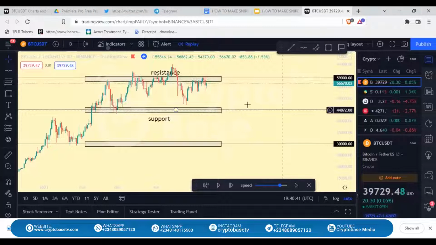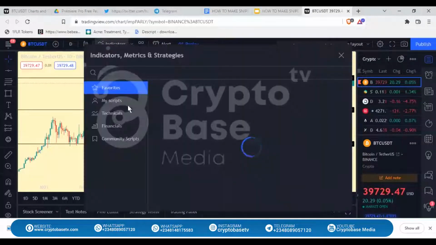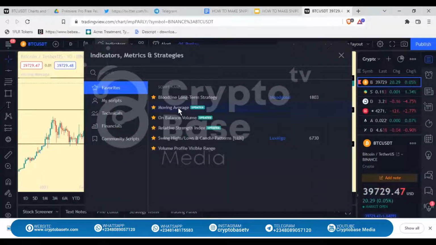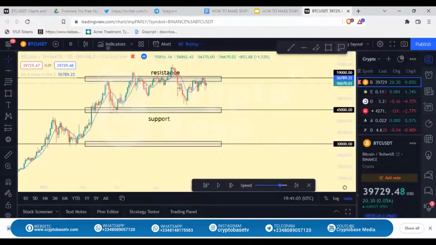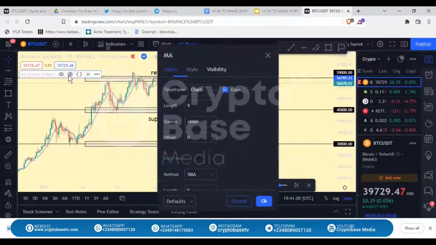Some prefer using 10 and 20. Well, it must be a short and a long moving average, so that you can get that crossover. That is the reason why we are using them, guys. So you can just come to your indicator and search for moving average, or just search for MA. You're going to get it. So this is a 9-day moving average by default, which I'm going to change to 20.